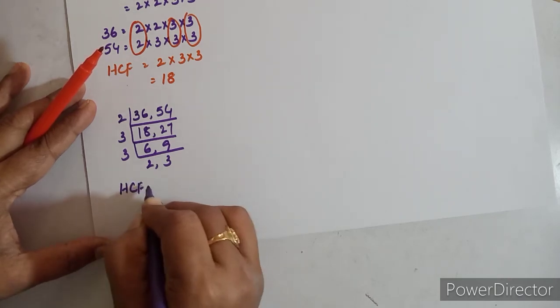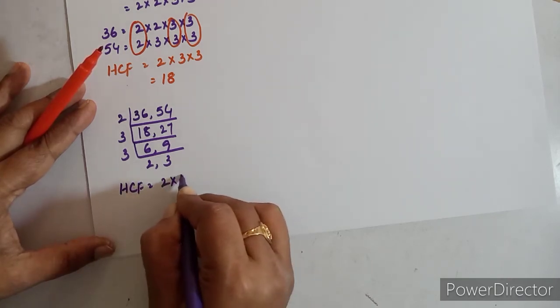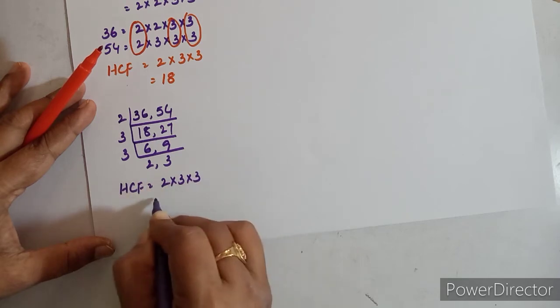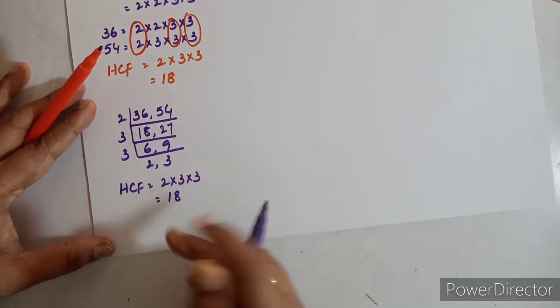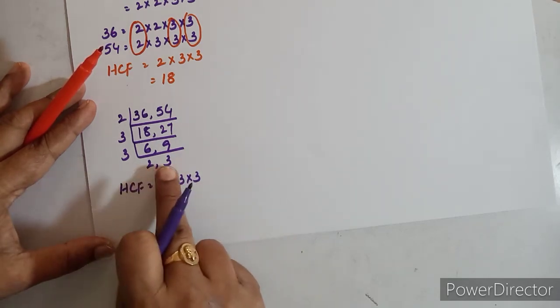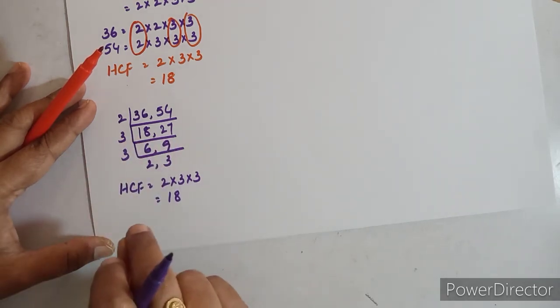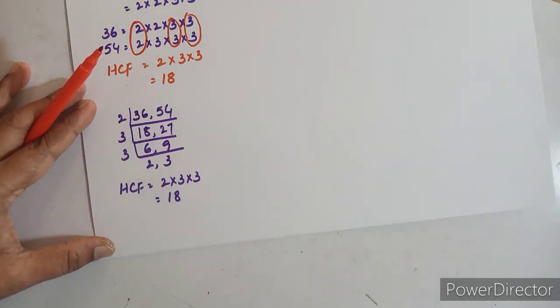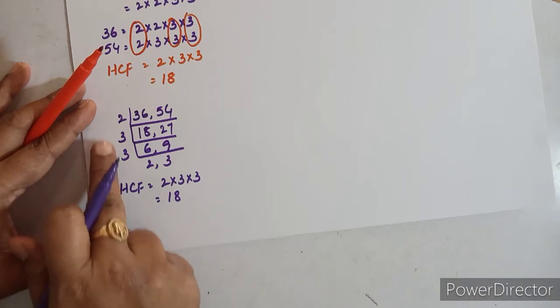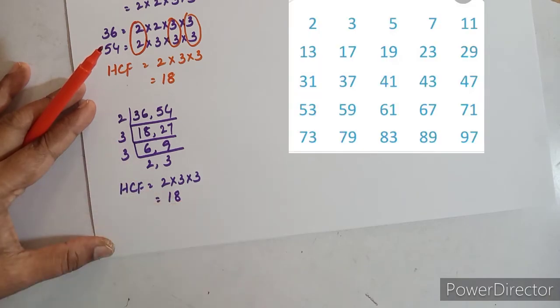So what is HCF now? 2 into 3 into 3. 2 3s are 6, 6 3s are 18. The moment you are not getting both the numbers in a single table, in that step itself you can stop and conclude this is going to be the HCF.